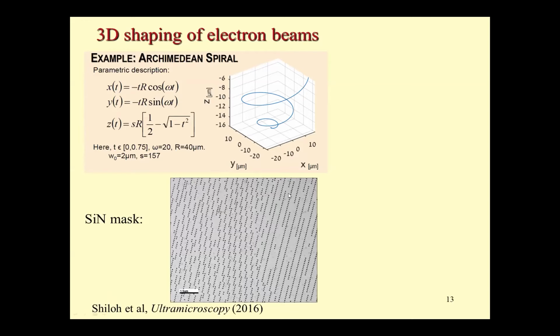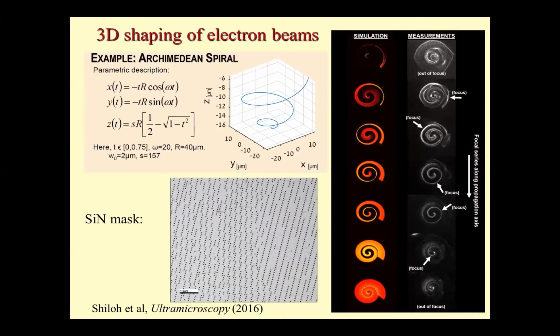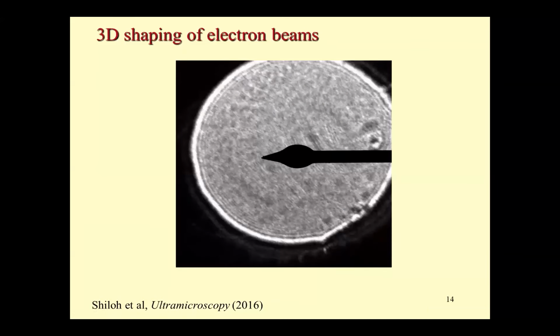This is how this mask looks like. We essentially have some holes where the electrons can pass. If we design it correctly, then in the first diffraction order we will see this Archimedes spiral. This is an off-axis hologram. We can look at different z-planes, and this is simulation and measurements, and you can see that this beam follows this Archimedes spiral trajectory. I can also show you this in a movie.